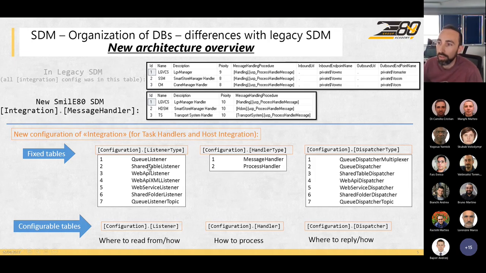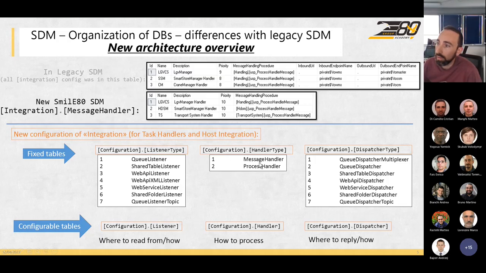We have also shared table support with Web API, Web API with XML, Web Service, shared folder, and also this one that we will see later, that is a type of RabbitMQ exchange that is different from the queue.